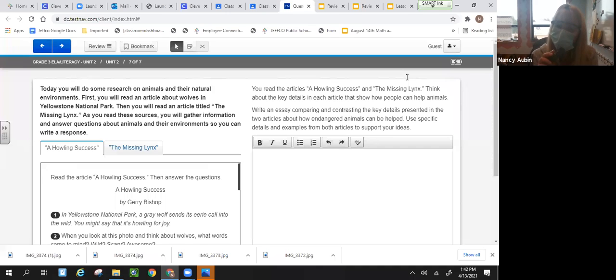Okay, so it said, you read the articles, The Howling Success and the Missing Links. Think about the key details in each article that show how people can help animals. Write an essay comparing and contrasting the key details presented in the two articles about how endangered animals can be helped. Use specific details and examples from both articles to support your ideas. Now, this is supposed to be an essay. That's why we're not going to start it today.